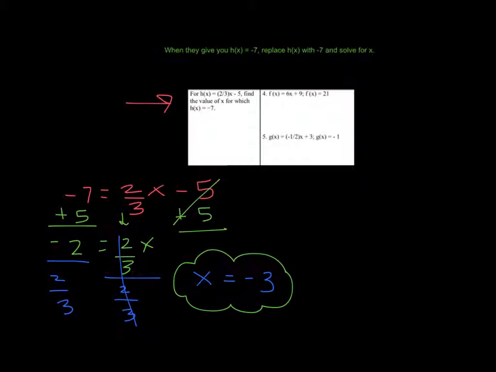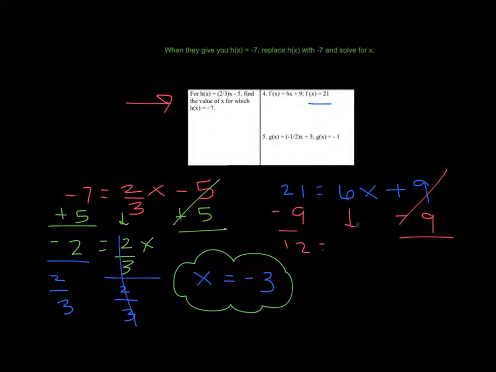I do want to do another one of these with you because this one you guys were a little unsure about. So let's go ahead and look at number 4. In this one, they're telling me that f of x is equal to 21. So I'm replacing f of x with 21, and then the function rule is still 6x plus 9. So in order to solve that for x, I'm going to subtract 9 from both sides. Those will cancel. And when you do 21 minus 9, you're going to get 12.